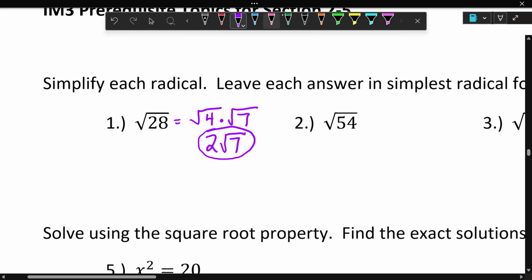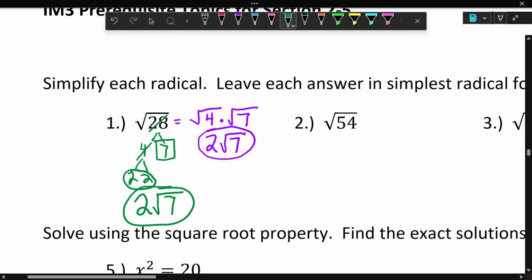Now, if that's not as straightforward, do our factor tree. We can even start with 4 and 7. And I like to cross out the number when I break it down, and then 2 and 2. So what we want is 2 of something. Well, we got 2 2's, so we bring that out, but this 7 doesn't have a pair, so it stays inside. And we got the same thing.